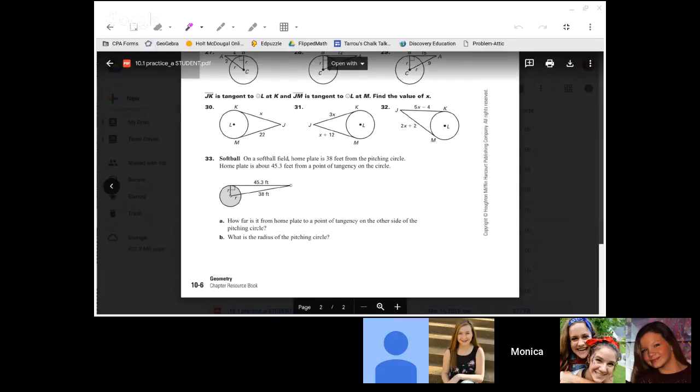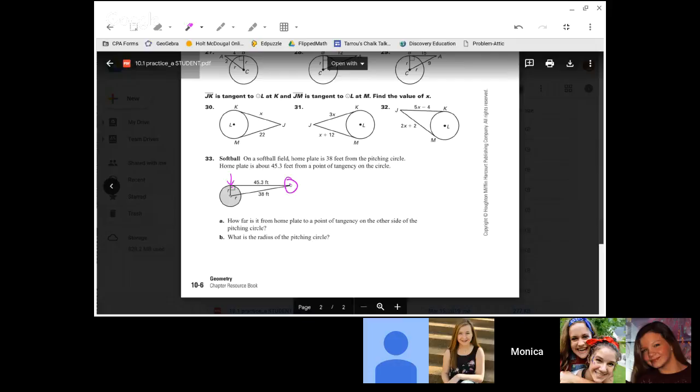Okay, so 33 says, on a softball field, home plate is 38 feet from the pitching circle. Home plate is about 45.3 feet from a point of tangency on the circle. So if you picture it, your home plate is here, right? And here is your pitching circle. Okay, so they're going to throw the ball from here to home plate.